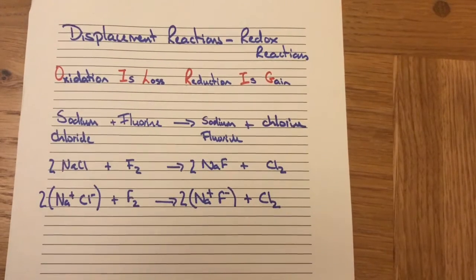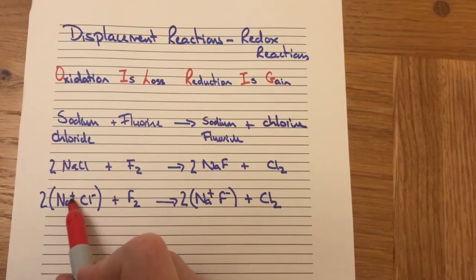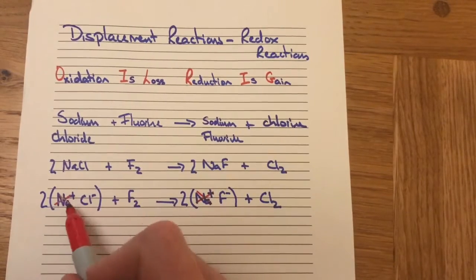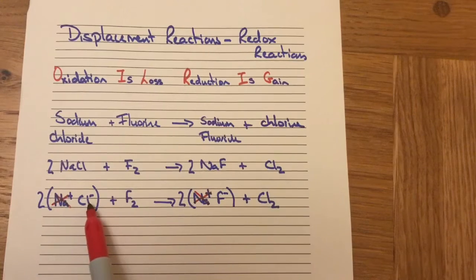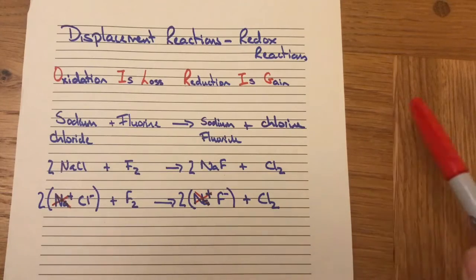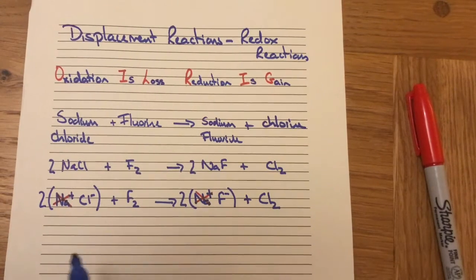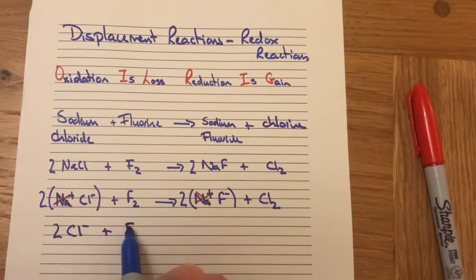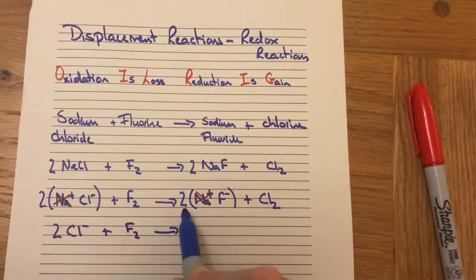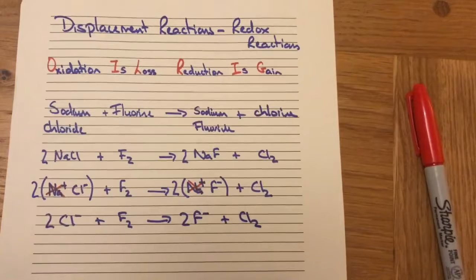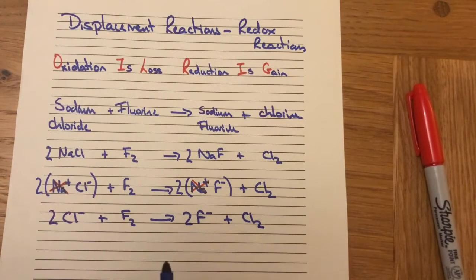Now if you look at this carefully, what you will notice is there are some ions in here that don't change. For example, Na+ is still Na+. They're spectator ions. I'm going to remove them from the equation. But the chloride ion Cl- has become Cl2, and the F2 has become a fluoride ion, so I'm going to leave those in. So my ionic equation for this becomes 2 lots of chloride ions, plus F2, making 2 lots of fluoride ions and Cl2. That's my ionic equation, taking out the spectator ions.